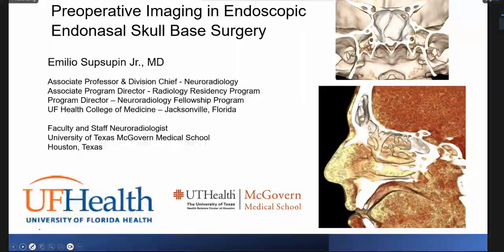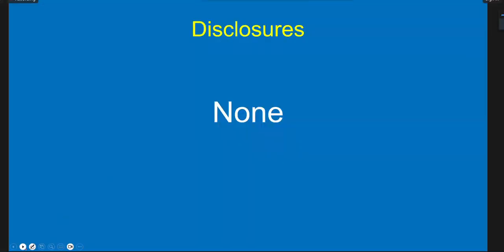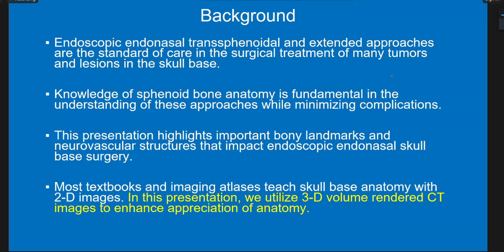So I have no disclosures to make. As a background, endoscopic endonasal transsphenoidal and extended approaches are the standard of care in the surgical treatment of many tumors in and around the skull base, I mean the central skull base. So our topic will mainly focus on the sphenoid bone anatomy, the fundamentals in understanding the approaches, because our knowledge of anatomy is key in helping the surgeons come up with their preoperative strategy and minimize complications.